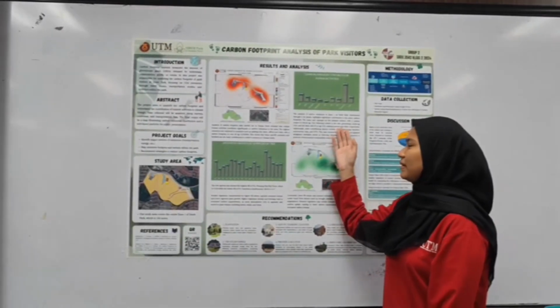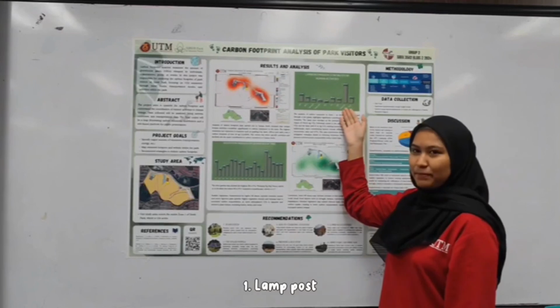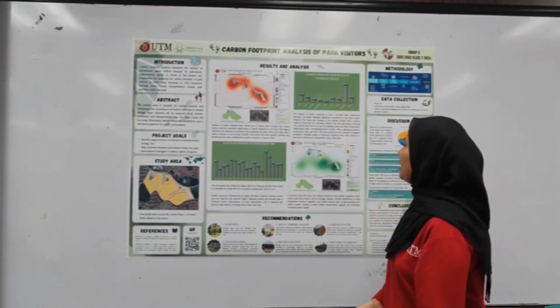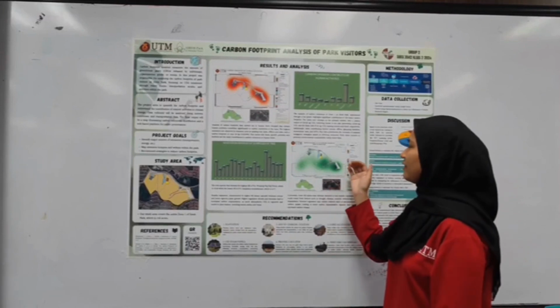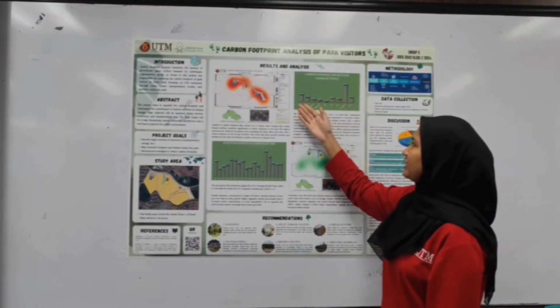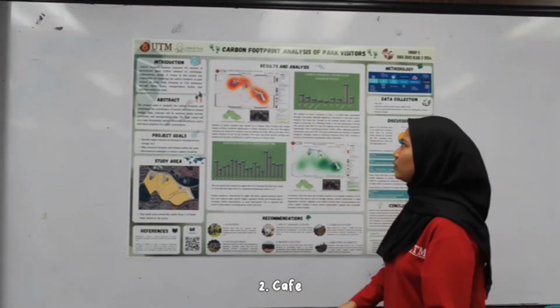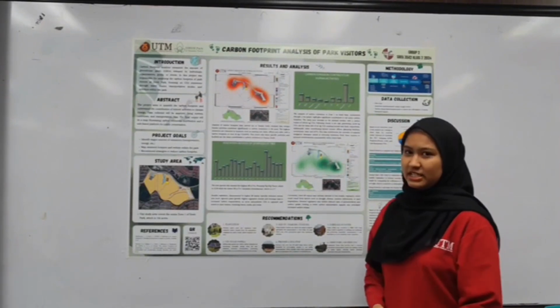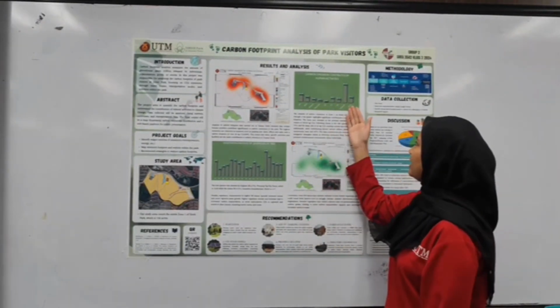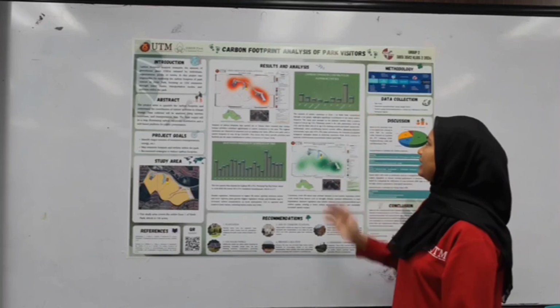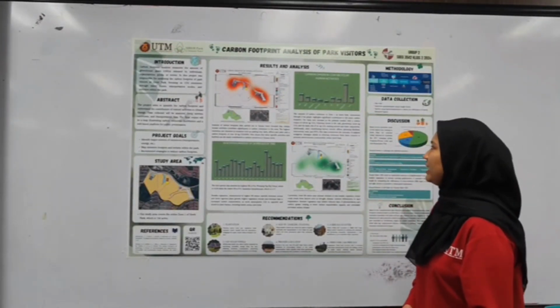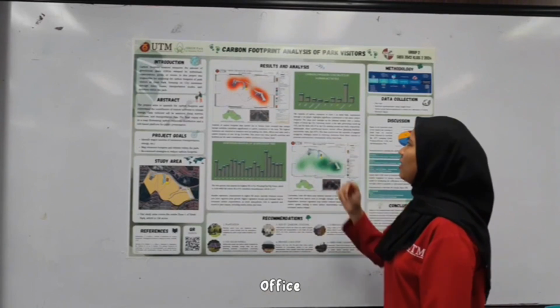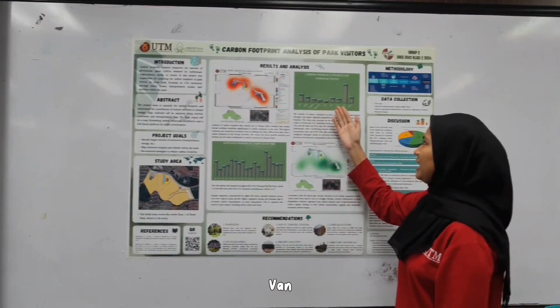So this is our bar graph, where we can see the lamppost is the highest emitter, which is 333.45 kg CO2, and the second one is the cafe, 122.86 kg CO2, and the third is the farm, which is 87.41 kg CO2. And the other factors include office, camping, motorcycle, van, and ATV.